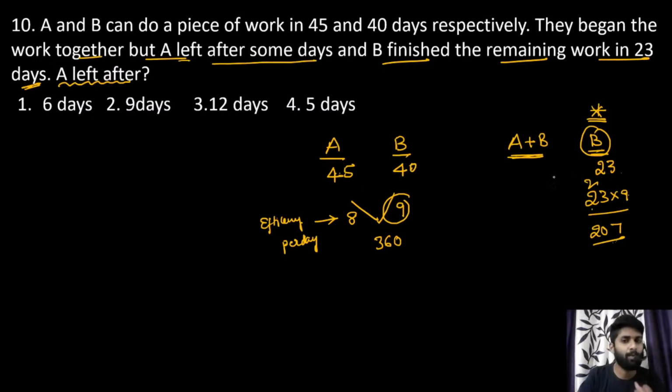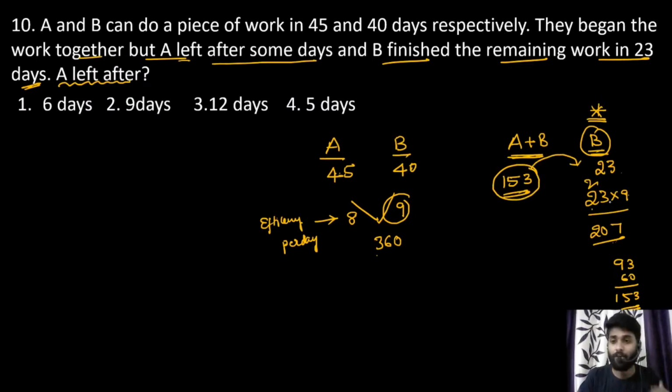Then what is the most important information? Whatever is 360 minus 207, that is 153 units, done by A and B together. Then how many units did he leave? 207 units, completed in 23 days. Then what is the question? After he left, for how many days were A and B performing? If you identify that, you can solve.